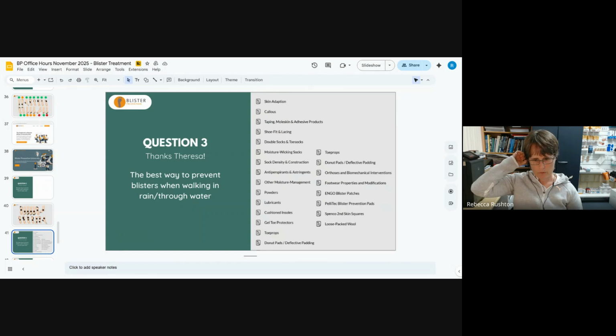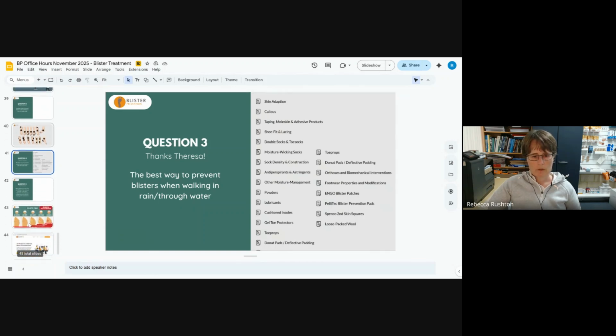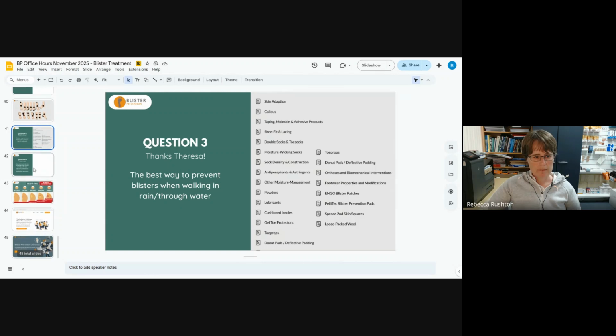Cushioned insoles will still work. Polytech pads will probably come off, just like how the Engo patches may come off. They might not. It depends on if you've got a really good adhesion to start with. Loose packed wool, I really don't know about that one. I would assume that will become way less effective if there's waterlogging. So if loose packed wool is your go-to, I would have a backup. So I hope that helps in some way, Teresa.